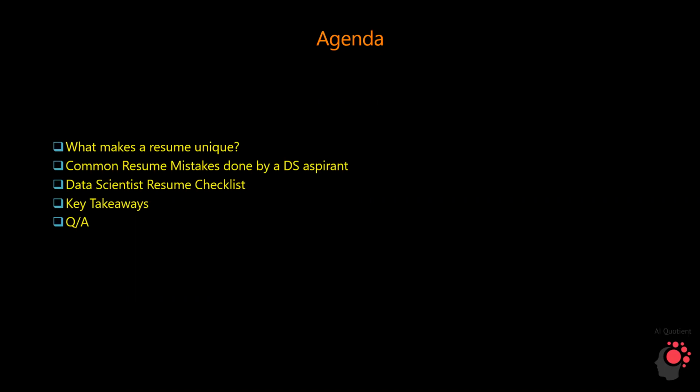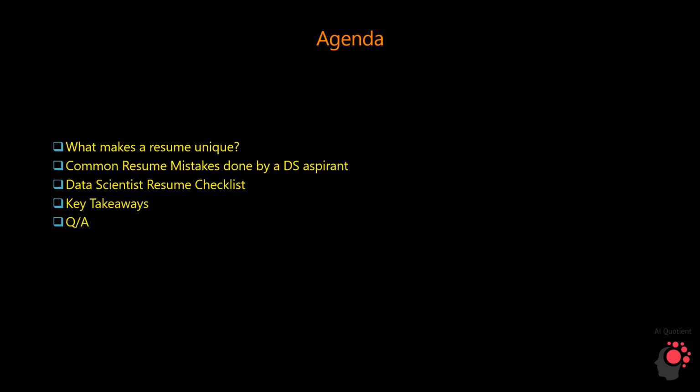And then we're going to look at the common resume mistakes. We're going to look at 5 common mistakes that are made by data science aspirants. And the very first step towards solving any problem is to identify the problem. That's exactly what we're going to do in the second phase of today's workshop.